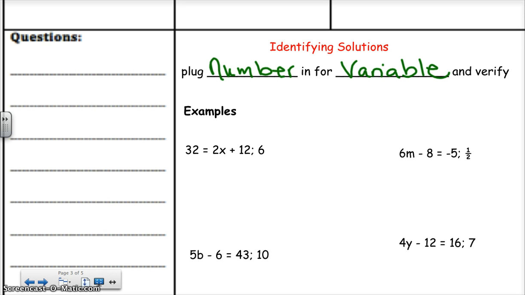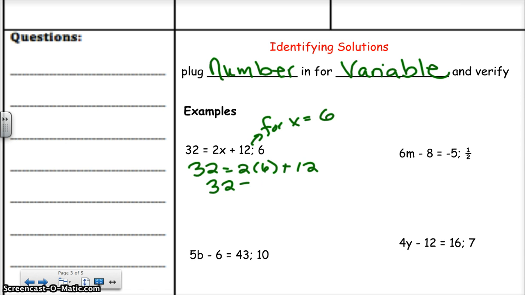Examples. Does 32 equal 2 times x plus 12? This means x equaling 6. That semicolon means x equals. Pick 6 for the variable. So does 32 equal 2 times 6 plus 12? Does 32 equal 12 plus 12? 32 does not equal 24. No, it is not a solution. It did not make it true.